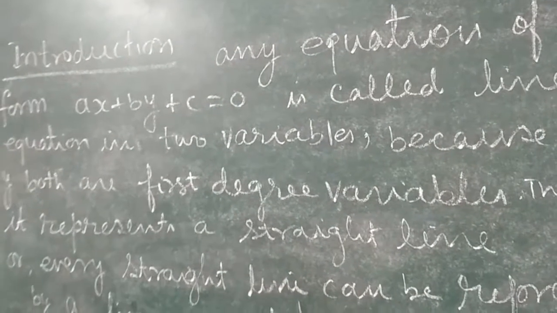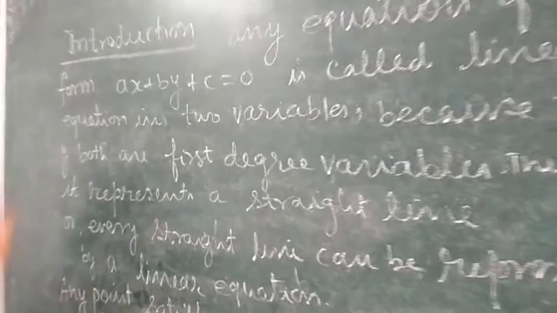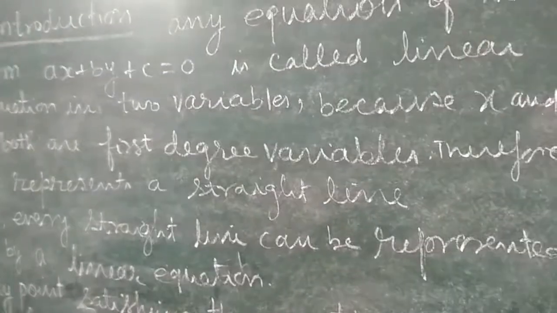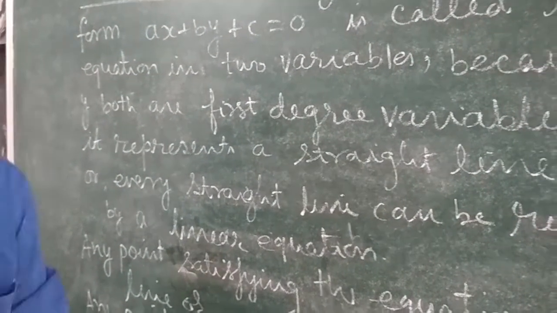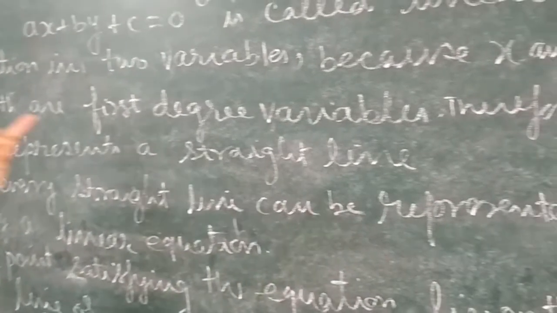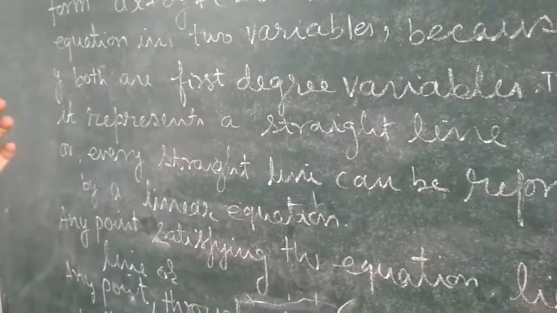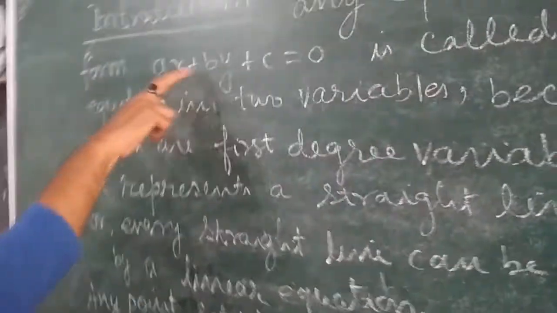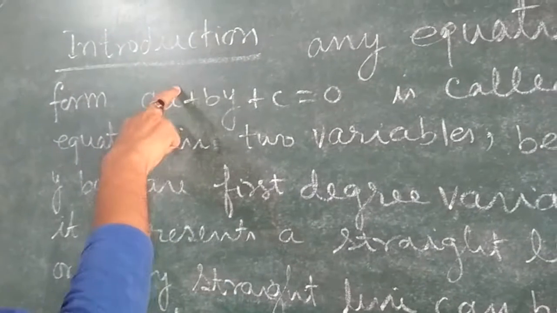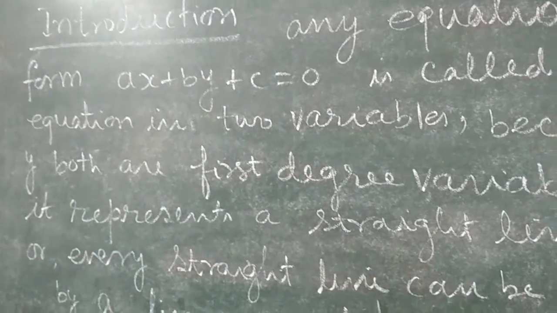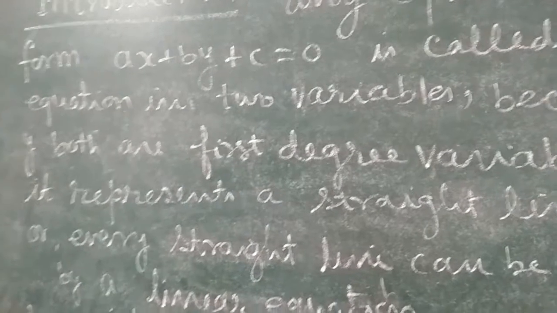Any equation of the form ax plus by plus c equal to 0 is called a linear equation in two variables. Why is it called a linear equation in two variables? Because x and y are two variables and both have the degree 1. Both have the same degree, that is, both are first degree variables, x power 1 and y power 1. So the degree is 1, therefore this equation represents a straight line.